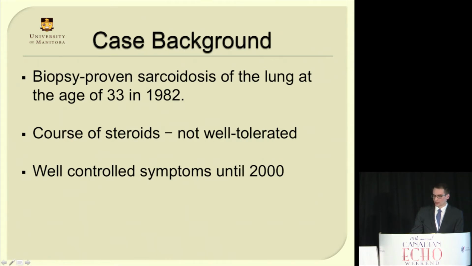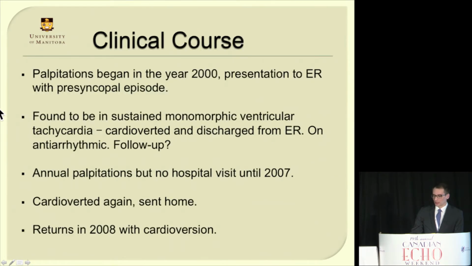At the time, this was a 33-year-old female who had bronchoscopy-enabled biopsy-proven sarcoid of the lung at the age of 33 in 1982. She underwent a short course of steroids for therapy, but these weren't tolerated and discontinued. She was otherwise well and asymptomatic until the year 2000, when she began to experience palpitations. So she presented to the emergency department and was actually found to be in sustained monomorphic VT. She was cardioverted and discharged from the ER. She was started on amiodarone, but didn't really have any other follow-up.